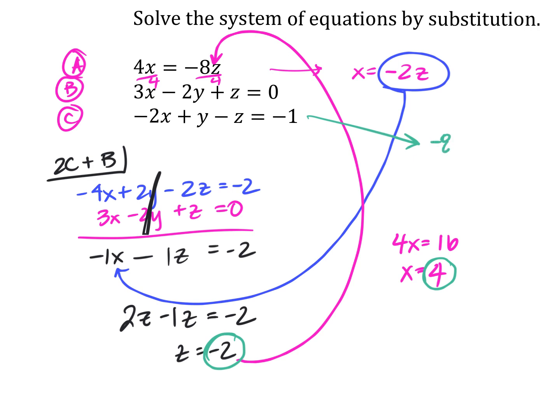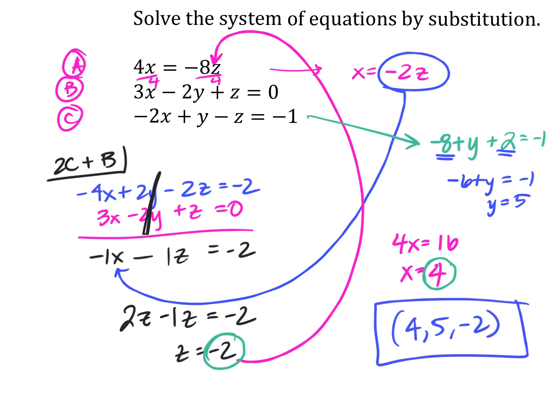You get negative 8 plus y plus 2 equals negative 1. Ooh, he said plus 2. Would this turn into a plus 2 if my z is negative 2? Yes, because negative times negative equals positive. Very good. Plus 2 equals negative 1. So many places for mistakes. Negative 8 plus 2, plus y is negative 1. Final answer: y is 5. What's my x, y, and my z? 4, 5, negative 2. Good job, you guys.